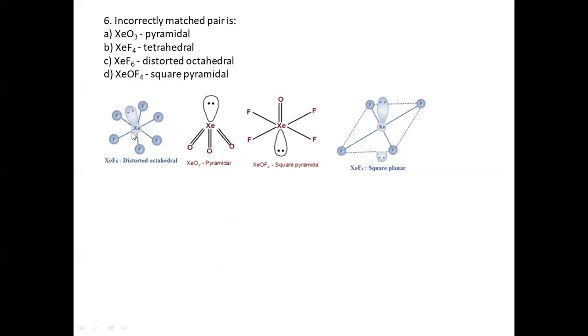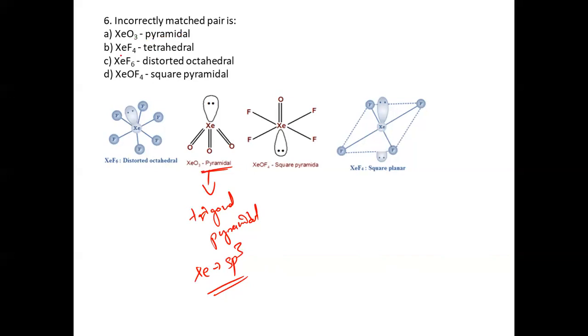Then question number 6, the incorrectly matched pair is. They have given the options: XeO3 pyramidal shape, XeF4 tetrahedral shape, XeF6 distorted octahedral, XeO4 square pyramidal. Okay, so you can observe the diagrams of these xenon compounds. If we consider the XeO3 molecule, which has pyramidal shape, also called trigonal pyramidal geometry, and here xenon undergoes sp3 hybridization. So option A is correctly matched.